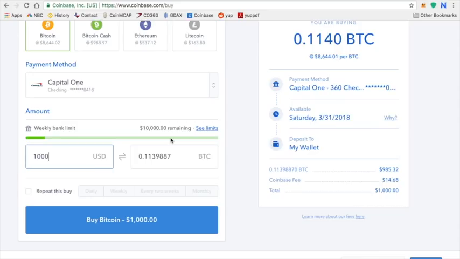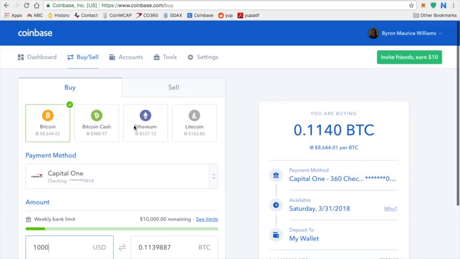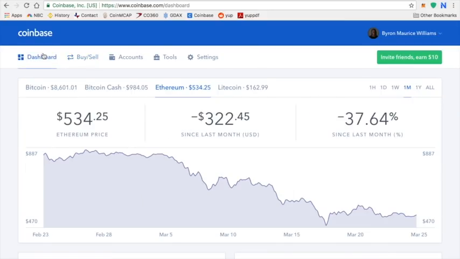That easy, that fast. If you do it out of your checking account, it's going to take a couple of days, usually more like 5 days, to get into your account. If you do it with your debit card, the problem is your limits are going to be a little lower. However, you can still buy in with it, and you're going to get that money instantly into your Coinbase.